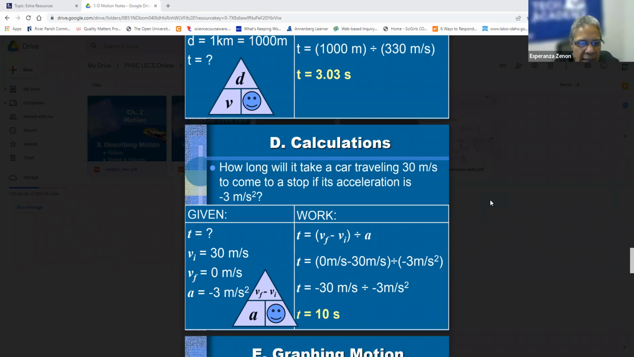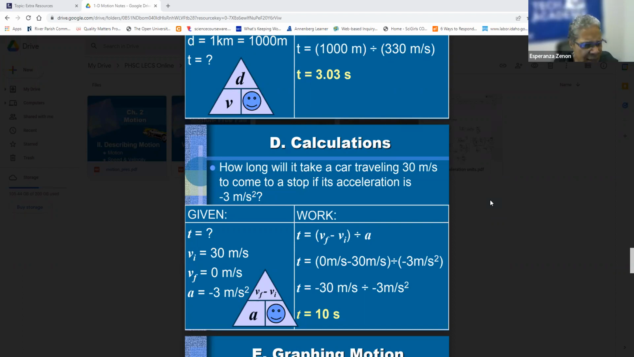So I cover up the T in my problem solving pyramid. And then that tells me to take my VF minus my VI and divide it by A. So my VF is my final velocity, my VI is my starting velocity, subtract those, and then divide by the acceleration that they gave me. Okay. So in this instance, my VF is 0.